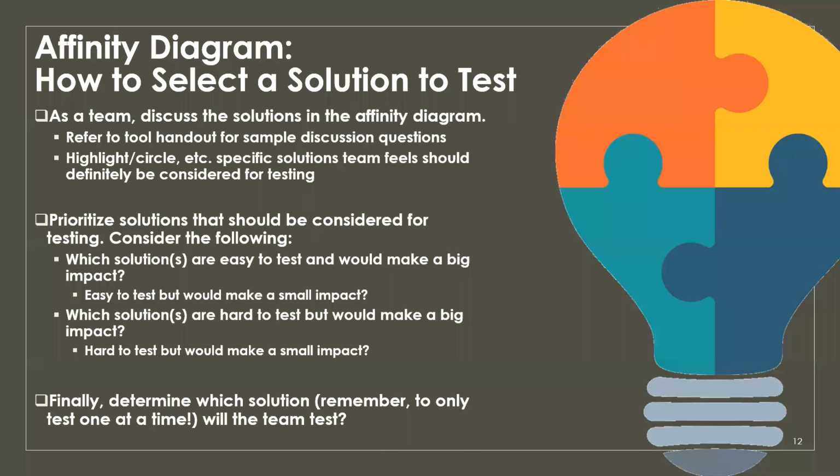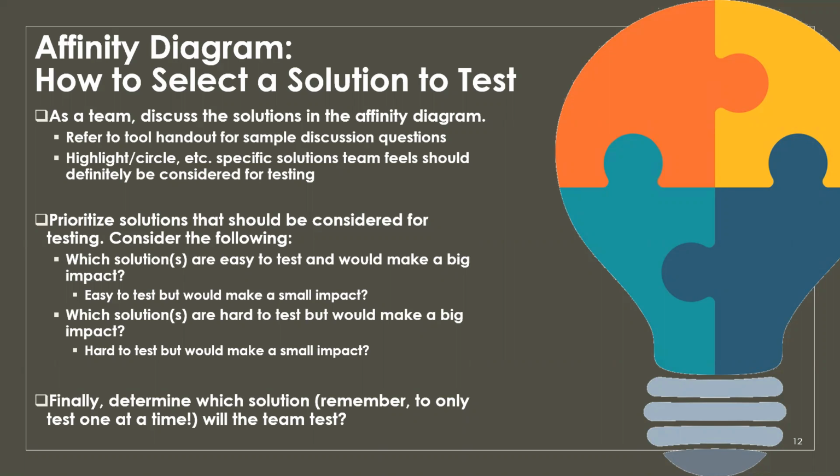So in doing this, you'll also want to prioritize the solutions and consider which solutions are easy to test and would make a big impact. What would maybe be easy to test but would make a small impact. Which solutions would be maybe a little bit more difficult but would have a really big impact. And then lastly, what is hard to test and what would make a small impact. So really just helping the team narrow down specifically which solution should we really try and focus on.